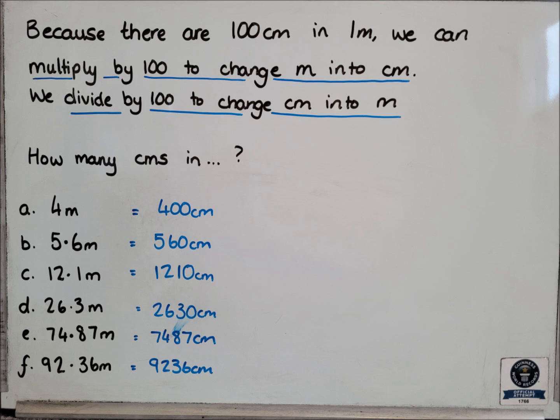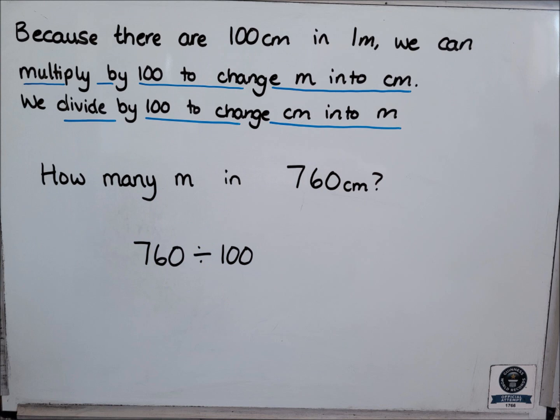How about doing the reverse? How many metres are in centimetres? So because it's the reverse, going the opposite way, we flip the operation that we do. So the opposite of multiplying is dividing. So this time we're going to be dividing by 100. So this example on the screen just now, how many metres are in 760 centimetres? So the sum I would be doing is 760 divided by 100.